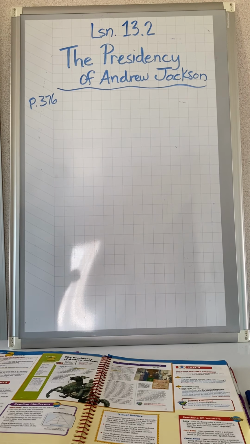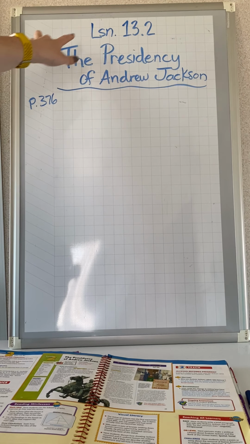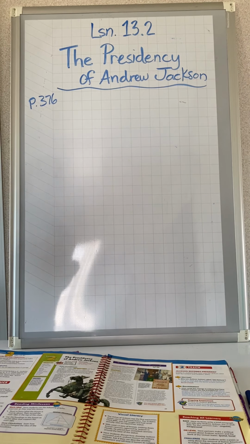So if you could please turn to the next fresh page in your notebook and title it Lesson 13.2. That means Chapter 13, Lesson 2, and the presidency of Andrew Jackson. And I'd like to see the page number so that you know where to look back at if you need to. Okay? All right. So what we're going to do after you put the heading down and everything, please do that, because when you take your pictures of your work, I need to see all this because they'll be worth points. So please make sure you follow along.